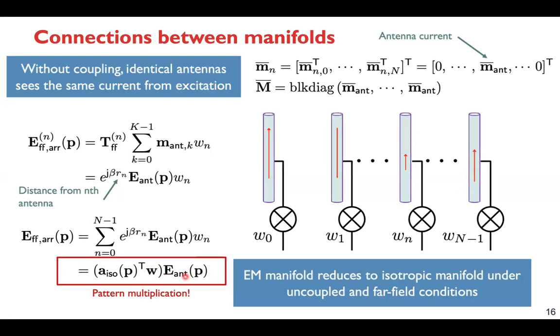So the key part here is that the electromagnetic manifold reduces to the isotropic manifold under uncoupled and far field conditions. And this is to be expected as long as we're using the proper assumptions for developing the manifold. But it's important to note the assumptions that are needed for this isotropic manifold.